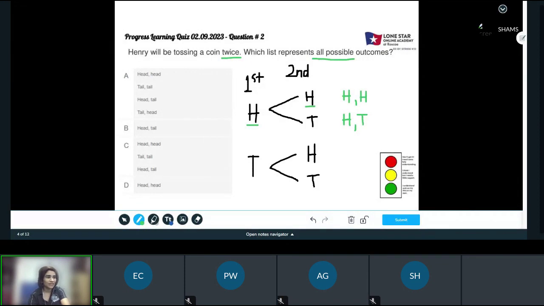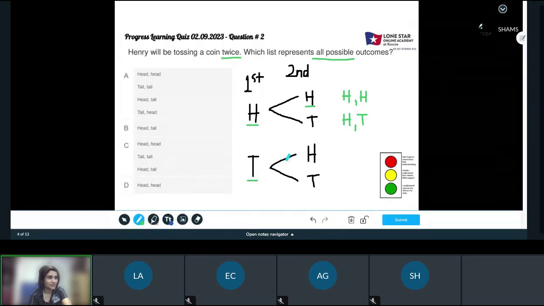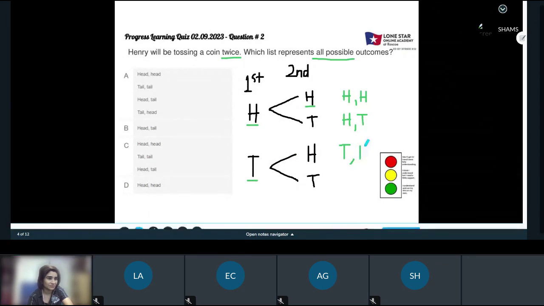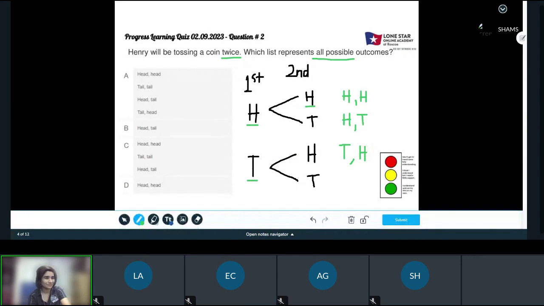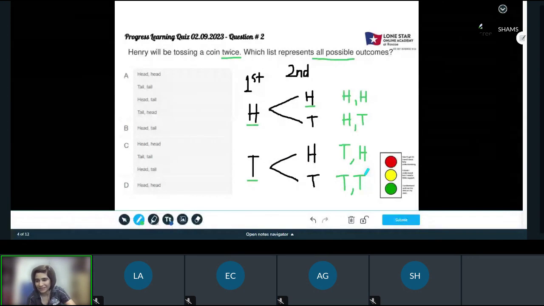Or he might not have gotten heads in the first toss. He might have gotten tails in the first toss, and then in the second toss he might get heads. First toss tails, second toss heads. Or the fourth possibility is he might get tails in the first toss and tails also in the second toss. So tails, comma, tails. So you just have to read the branches of the tree, Derek.